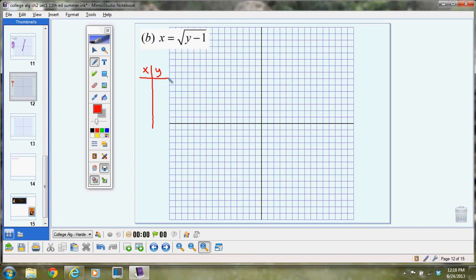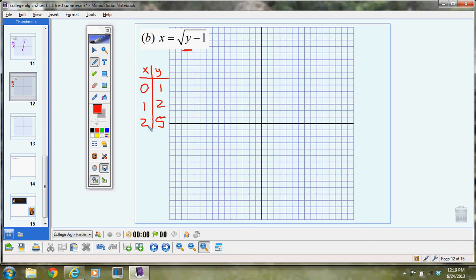If I start with 0, and notice I'm plugging in for y this time, okay? If I start with 0, I get square root of negative 1, which is imaginary, and I can't graph that. But if I start with 1, 1 minus 1 is 0, and square root of 0 is 0. And that one I can graph. Let's try 2. 2 minus 1 is 1, and square root of 1 is 1. So I can graph that. I don't want to try 3, because I don't know what square root of 2 is in my head. I don't want to try 4, because I don't know square root of 3. I'm going to try 5. 5 minus 1 is 4, and square root of 4 is 2. And that just makes those easier to graph.